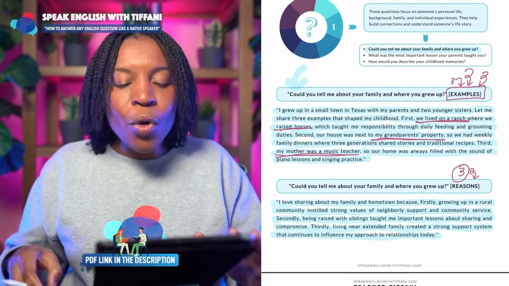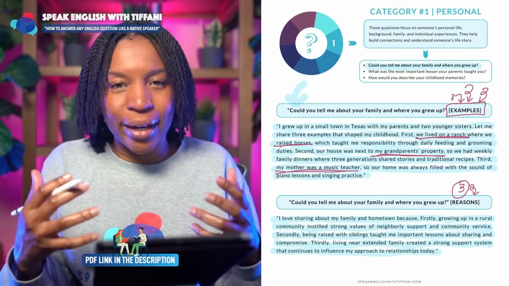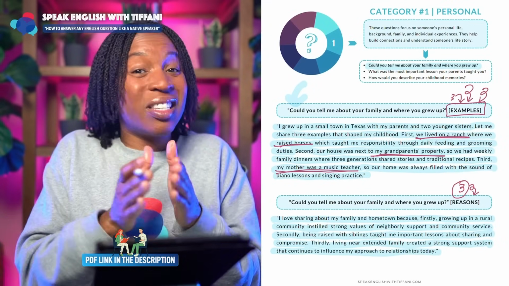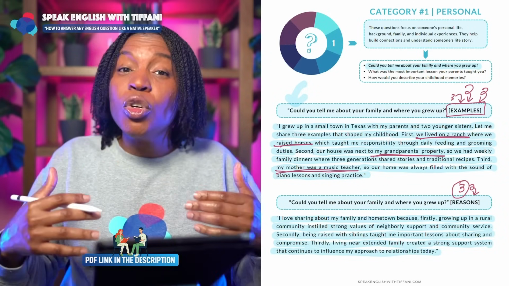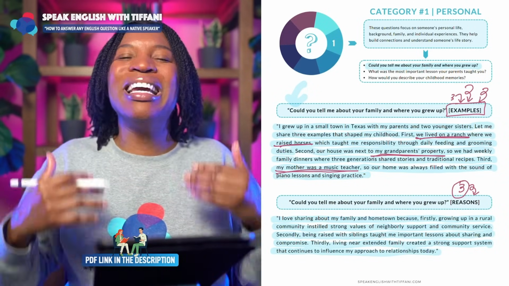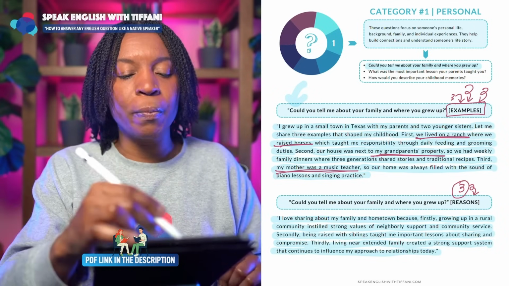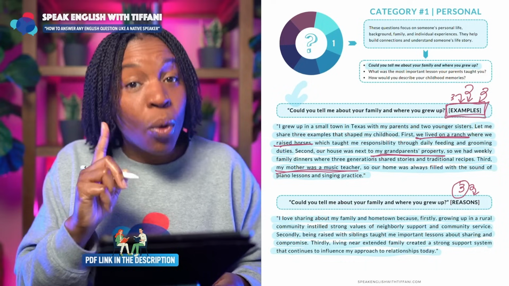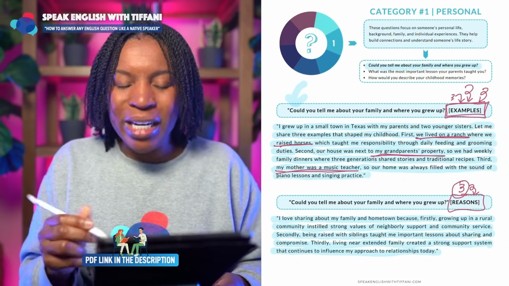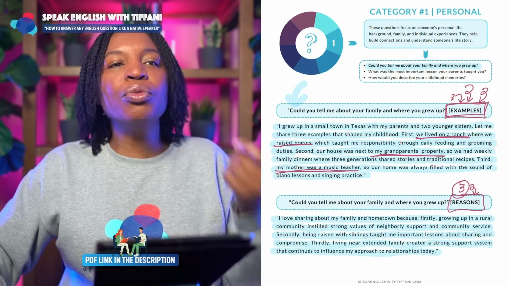Again, when you are asked a deeper question, you don't want to give a simple answer. You don't want to give a one-word answer. You want to be fluent. You want to be confident. What do you do? You need to either give 3 examples or 3 reasons. And you're going to see as we continue through our lesson the fact that this can be applied to each category. So the first category, again, personal questions.